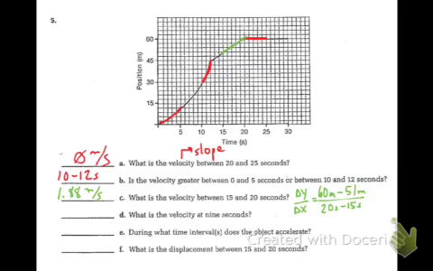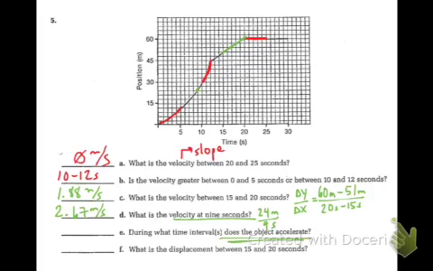Next, what is the velocity at 9 seconds? I'm asking for what is the instantaneous velocity at exactly 9 seconds. So you'll find 9 seconds here, right on the graph. You'll find exactly 9 seconds. And what is our instantaneous velocity at that point? You will get 24 meters over 9 seconds, and your instantaneous velocity would be 2.67 meters per second.